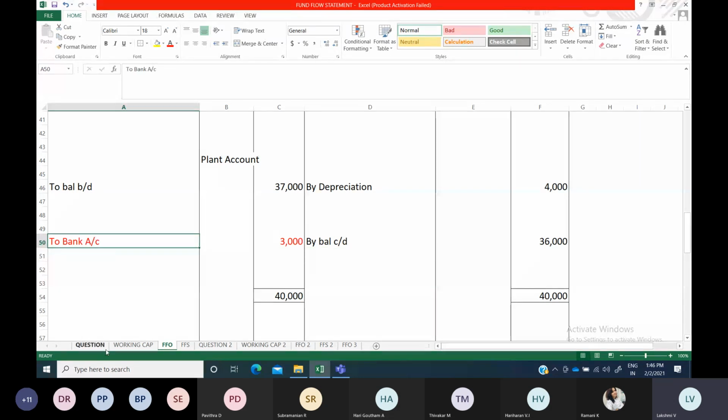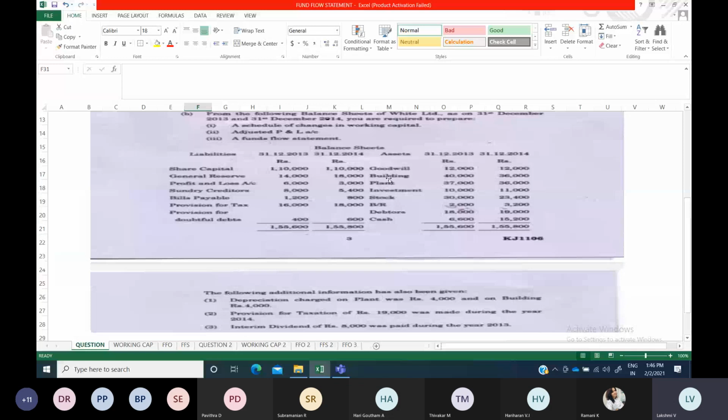Now, why have we prepared this account? In the usual sense, if you compare, you can just find out whether they purchased or sold. If you see 37,000 and 36,000, just by looking you will say 1,000 rupees they have sold out, because it has got reduced. So they have sold out for 1,000 rupees, and you will be showing it in sources of funds in the fund flow statement. But that is wrong actually.